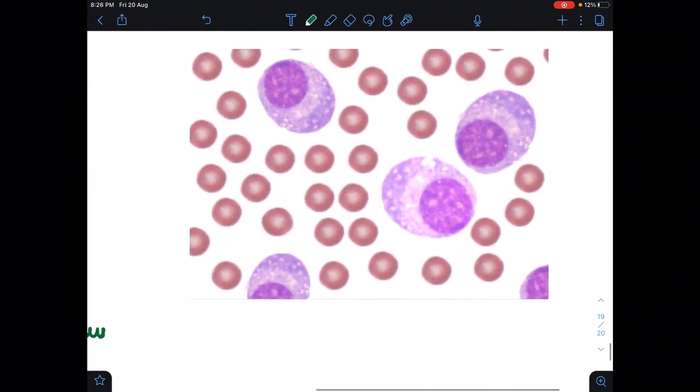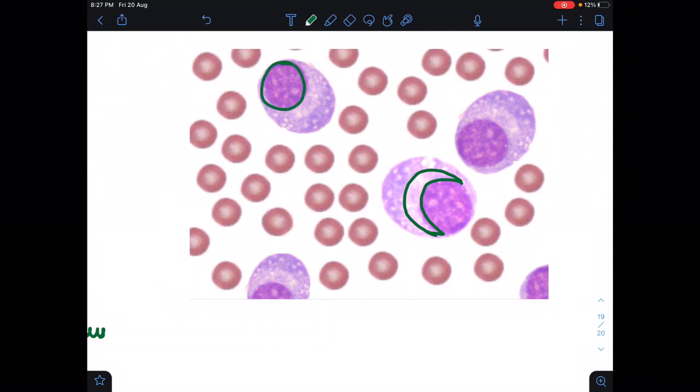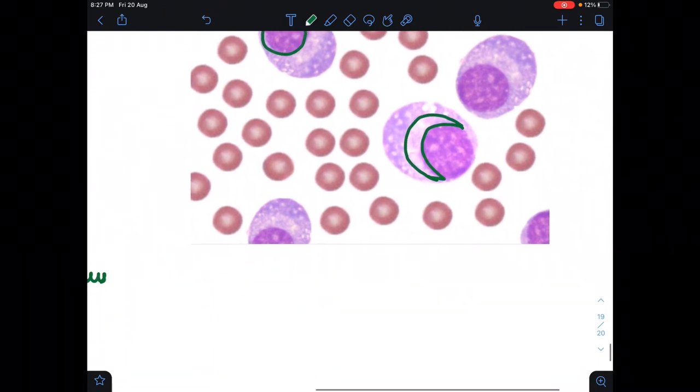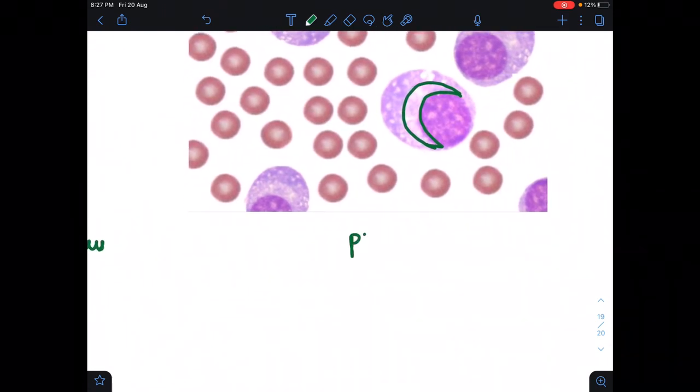Now the next one is this one. As we see here, it is a plasma cell, and in this we see a perinuclear halo. A perinuclear halo is seen here, and a cartwheel chromatin is seen. So for this, it is a plasma cell.